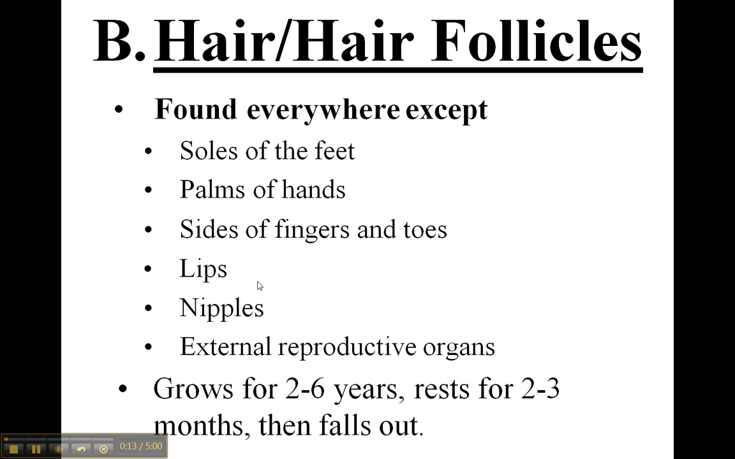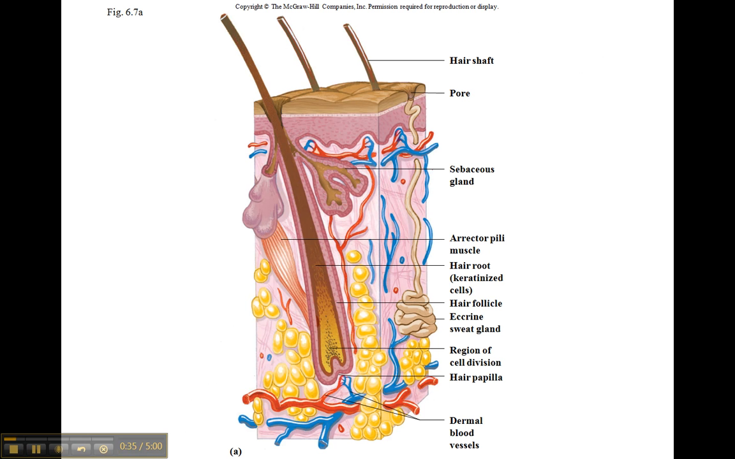Hair is found everywhere except for the soles of the feet, the palms of the hands, the sides of the fingers and toes, lips, nipples, and other external reproductive organs. Hair can grow for approximately 2 to 6 years, then it will rest for 2 to 3 months, and then it falls out.